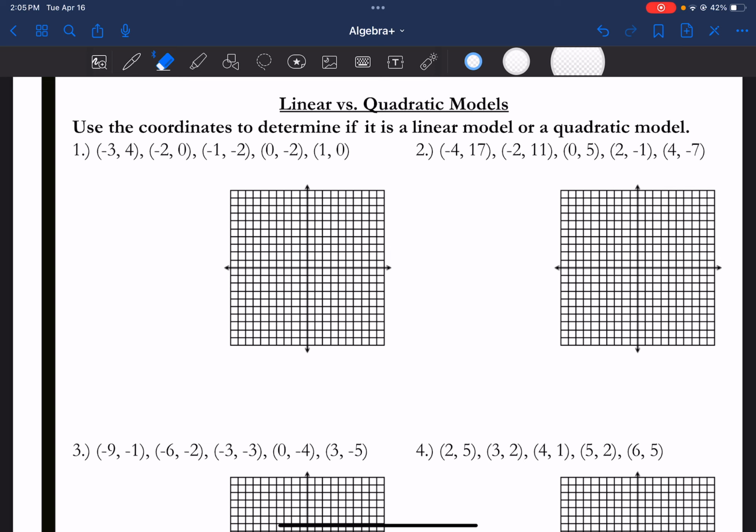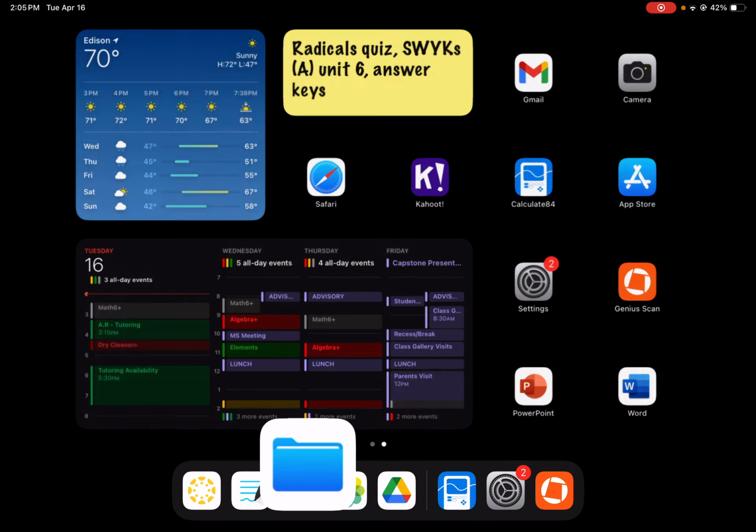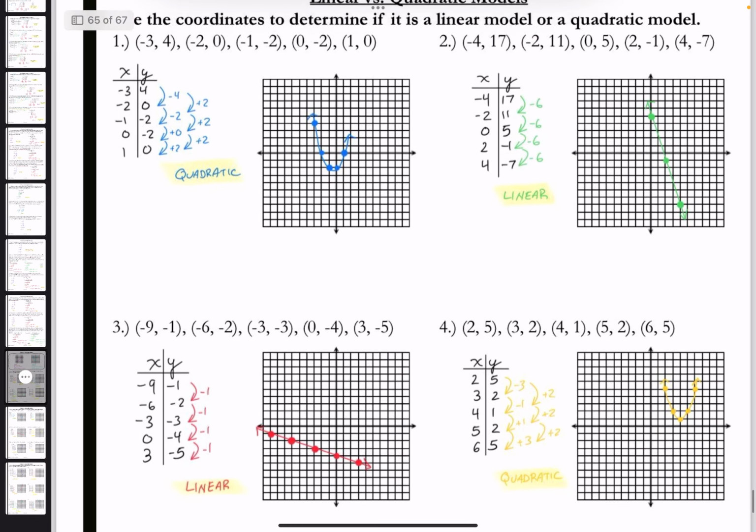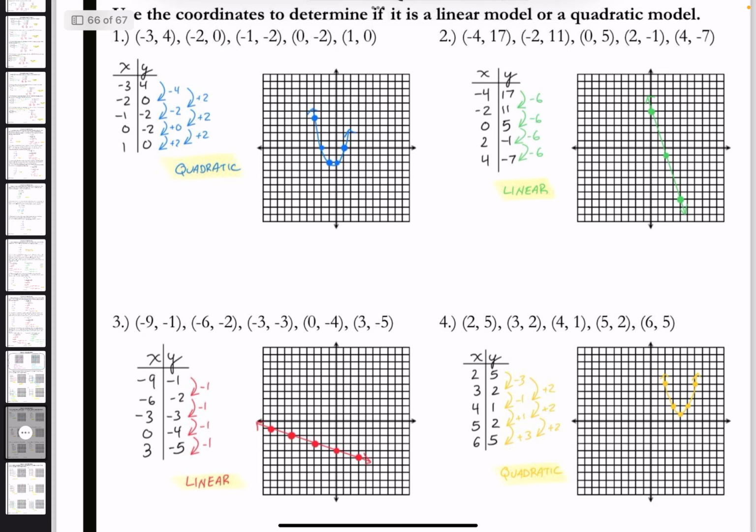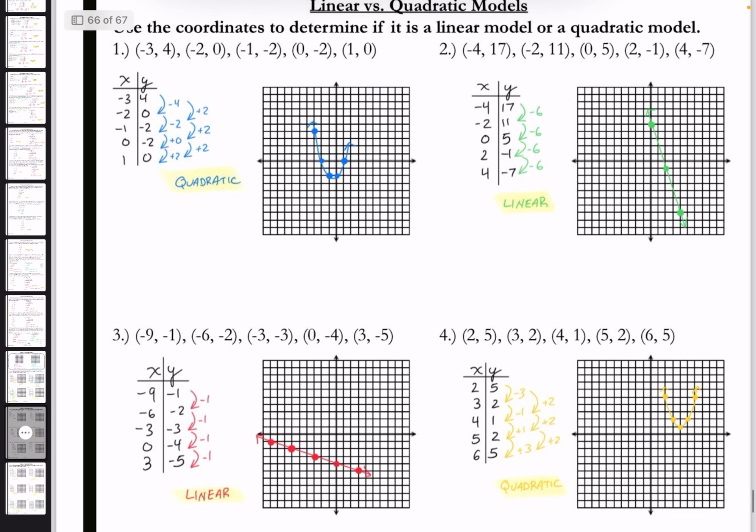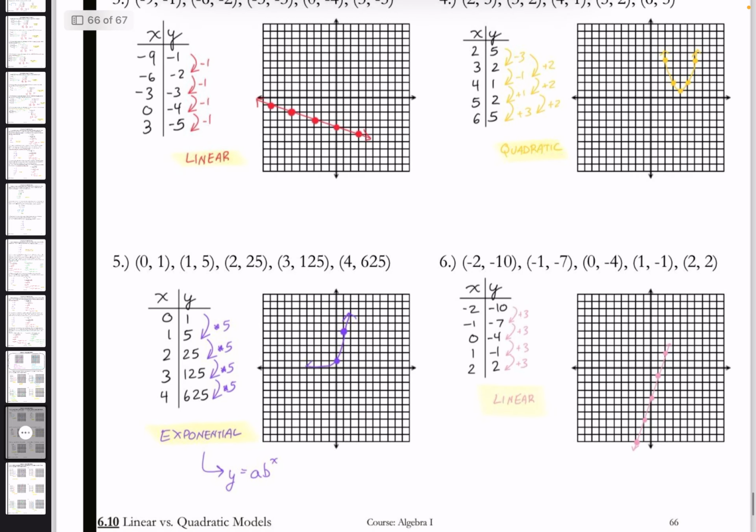Go ahead and pause, and then I'm going to display the answers to this page. Here are the answers for numbers 1, 2, 3, and 4. You can pause the video as you check your answers. And the directions just wanted you to determine if it was quadratic or linear. You weren't writing any equations. And here are the answers to numbers 5 and 6.